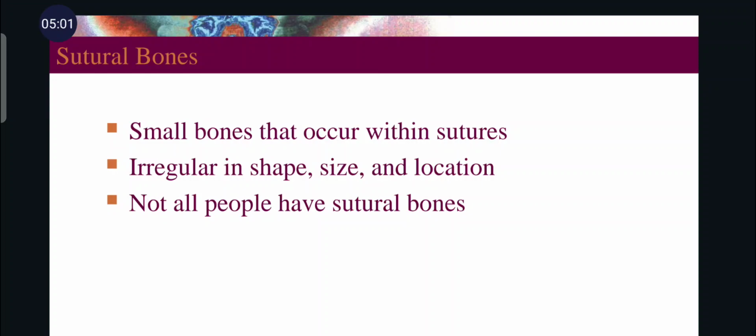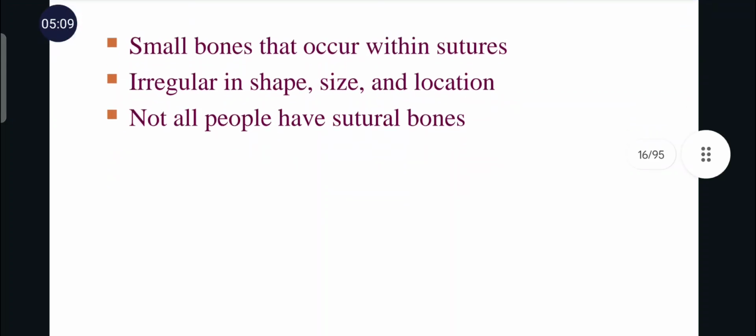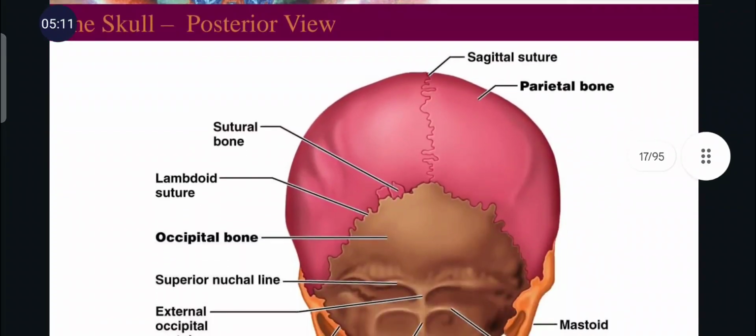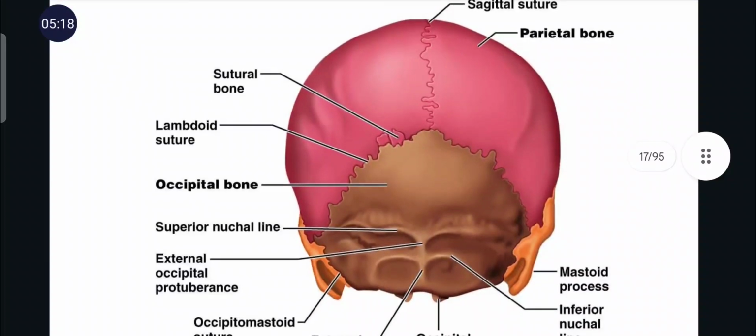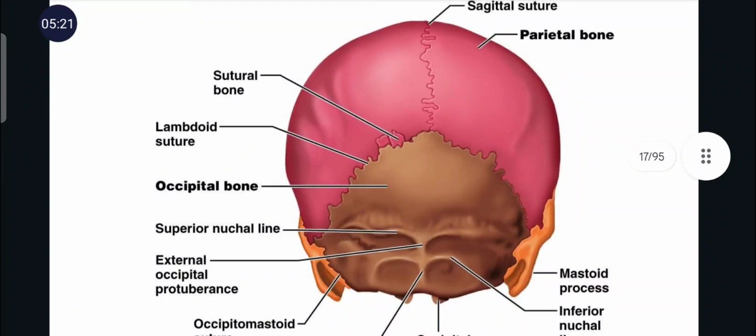Sutural bones are the small bones that occur within the sutures. They are irregular in shape, size, and location. Not all people have sutural bones. This is the skull posterior view, wherein you can see the sagittal suture, which is joining the two parietal bones. Next is the lambdoidal suture, which is helping in articulation of the parietal bone with the occipital bone.